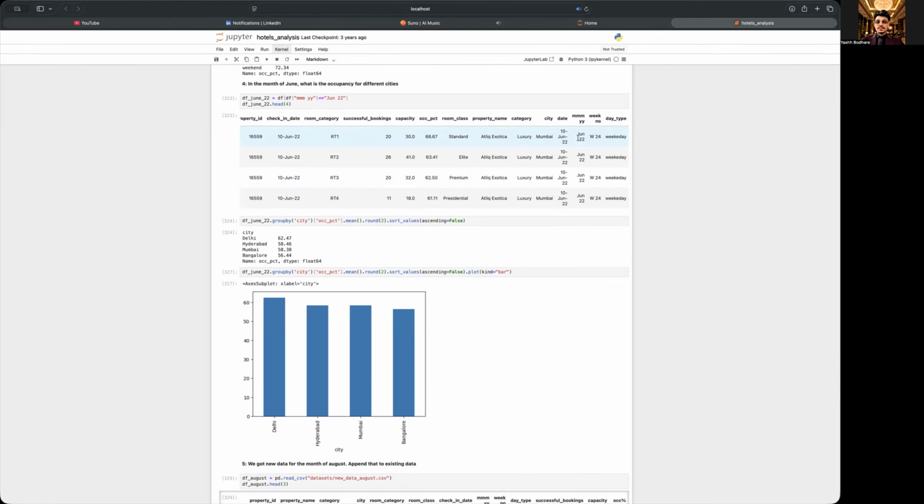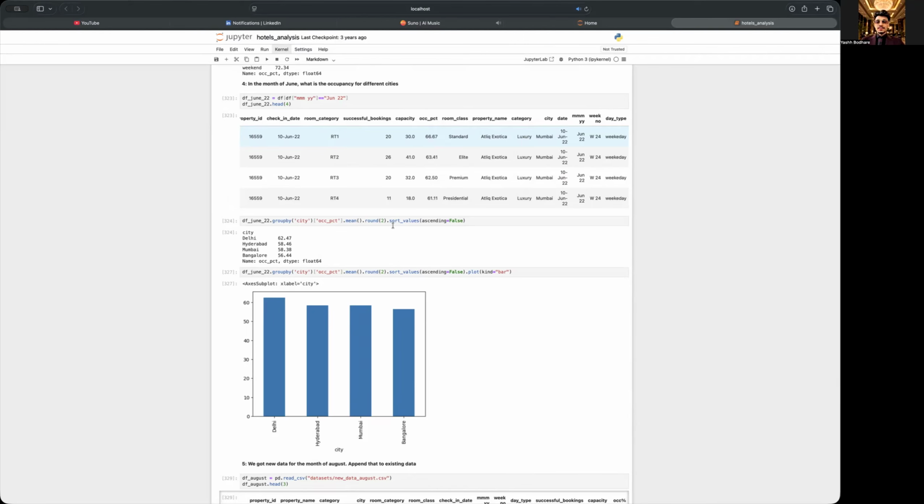So moving on to step 3, we use this code: group by city and occupancy percentage, and we do the mean, round, and sort values, okay. Now that we have isolated June, we can answer our actual business question. The code looks slightly longer, but it's really just a sequence of simple instructions. Let's break it down from left to right.